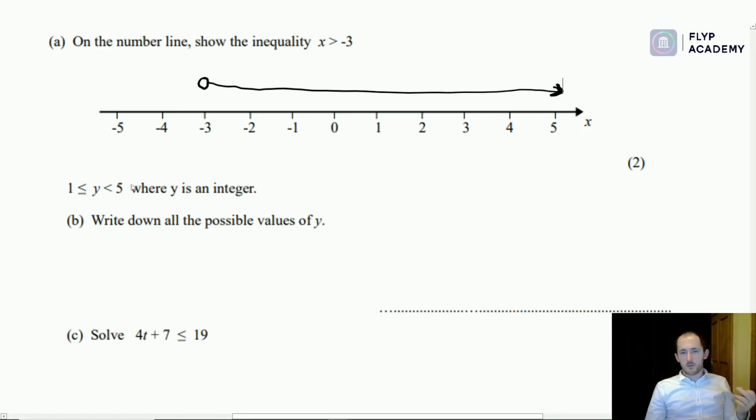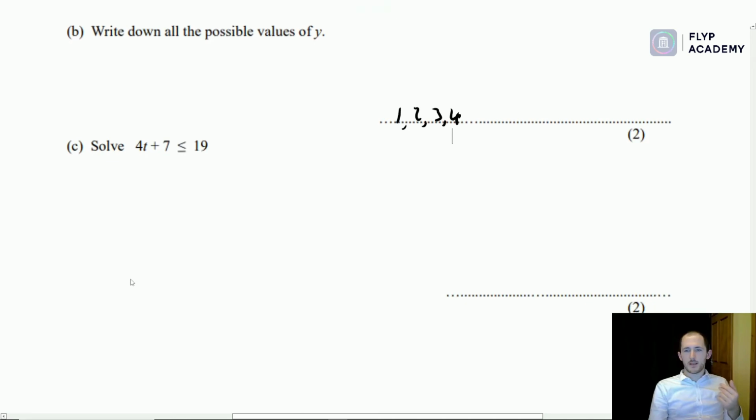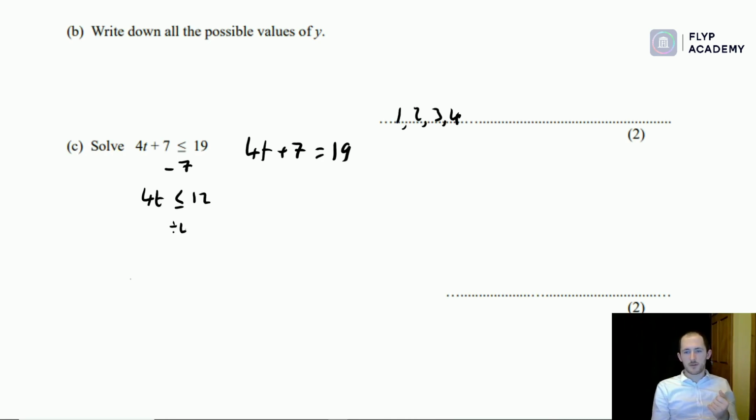Then it tells me that y is between 1 and 5, but not including 5. Write down all the possible values. Well, it equals 1. So we can start off at 1, then 2, then 3, then 4. But it doesn't equal 5. So you drop a mark for every value you miss or include that isn't meant to be on there. And lastly, you can solve this. Again, you solve it in the same way you would solve this. Okay? So minus 7 from both sides, we get 40 less than or equal to 12. Divide by 4. You get t is less than or equal to 3. That's your answer.